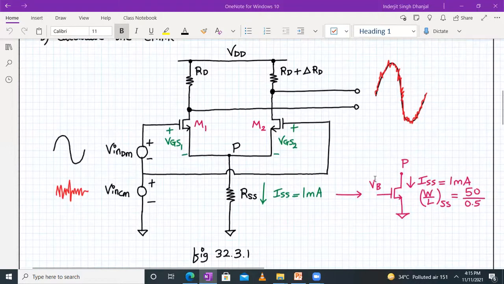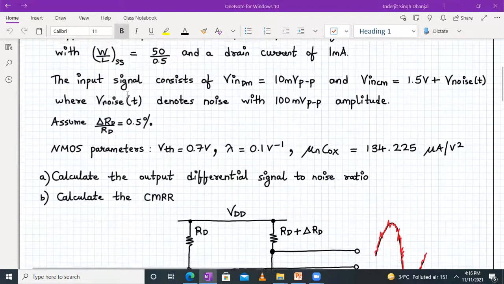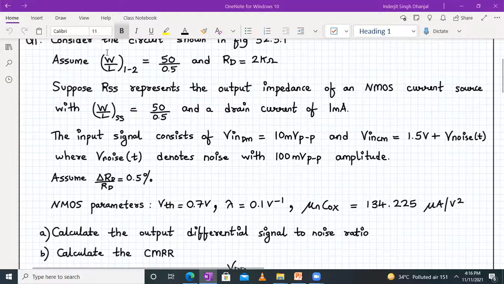RSS is implemented with a transistor having a W by L ratio, W by L of SS. ISS is given as 1 milliampere. Then there is a resistor mismatch. So let's look into the numerical now. We assume that W by L of M1 and M2 is 50 by 0.5, and the RD value is 2 kilo ohm.